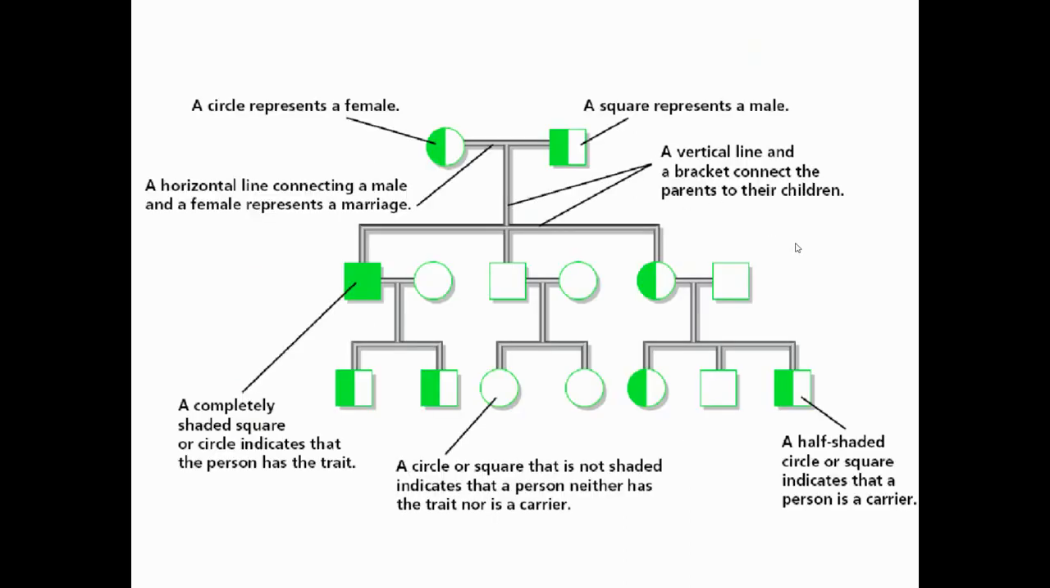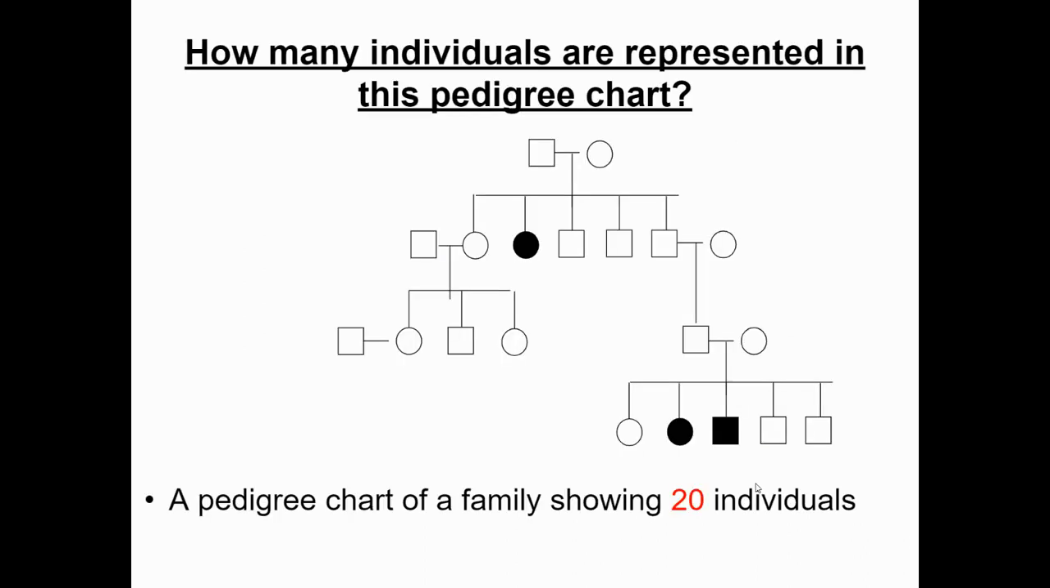A circle represents a female. A square represents a male. Horizontal line connecting male and female represents a marriage. Vertical line and a bracket connect the parents to the children. A completely shaded square or circle indicates the person has the trait. A circle or square that is not shaded indicates the person neither has a trait nor is a carrier. A half shaded circle or square indicates that the person is a carrier. How many individuals are represented in this pedigree chart? Well, there are 20, so you just have to add up the circles and squares.